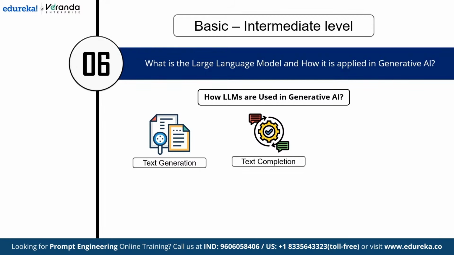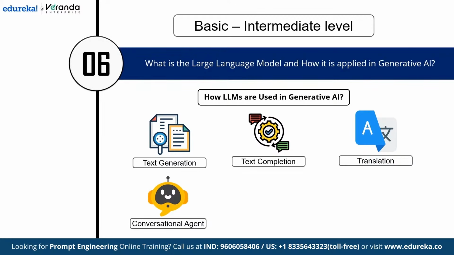Next, it is used in text completion. LLMs can predict and complete sentences or paragraphs based on the initial input, making them useful in applications like auto-completion, chatbots, and writing assistants. Next, LLMs are used in translation and summarization. LLMs can translate text from one language to another or summarize long documents into concise summaries, making them valuable for tasks requiring cross-lingual understanding or information distillation.